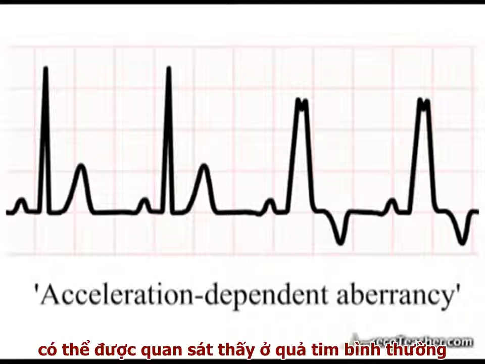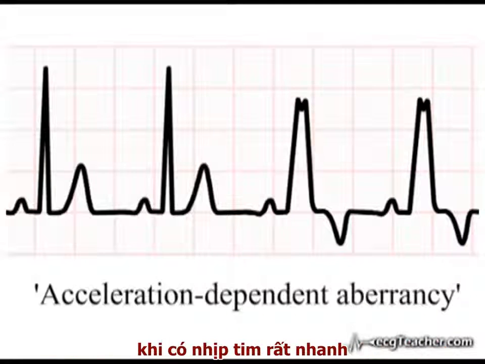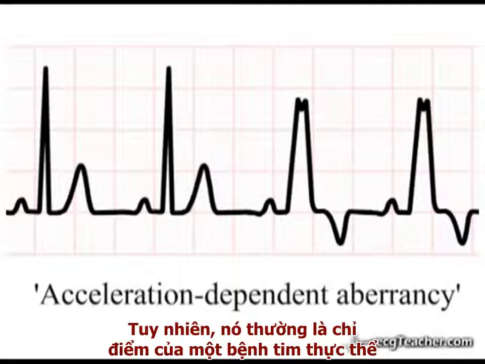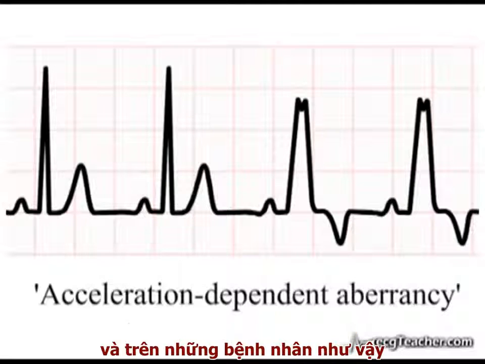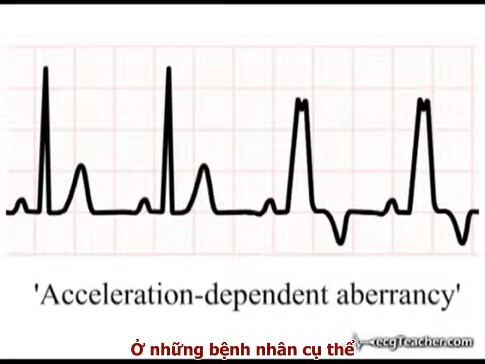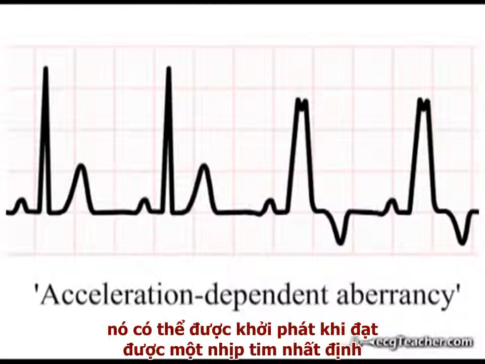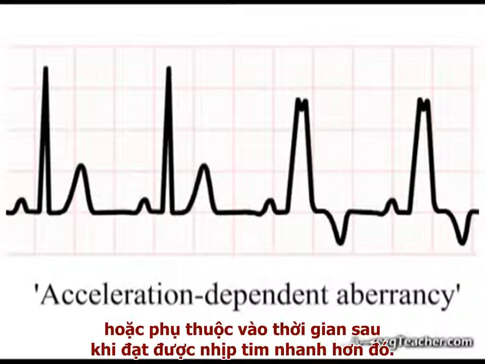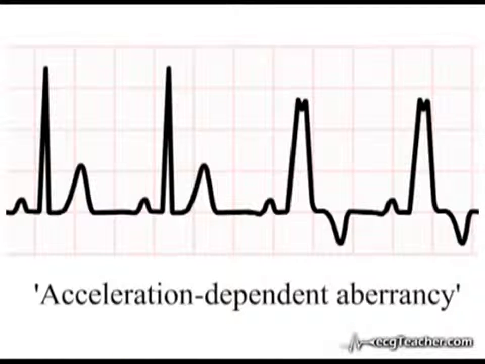Acceleration-dependent aberrancy can be observed in normal hearts at extremely high heart rates. However, it is usually a marker of organic heart disease, and in such individuals can be observed at surprisingly low heart rates. In individual patients, it may be triggered on reaching a given heart rate, or may be dependent on the time spent at a higher heart rate. You will appreciate its importance.